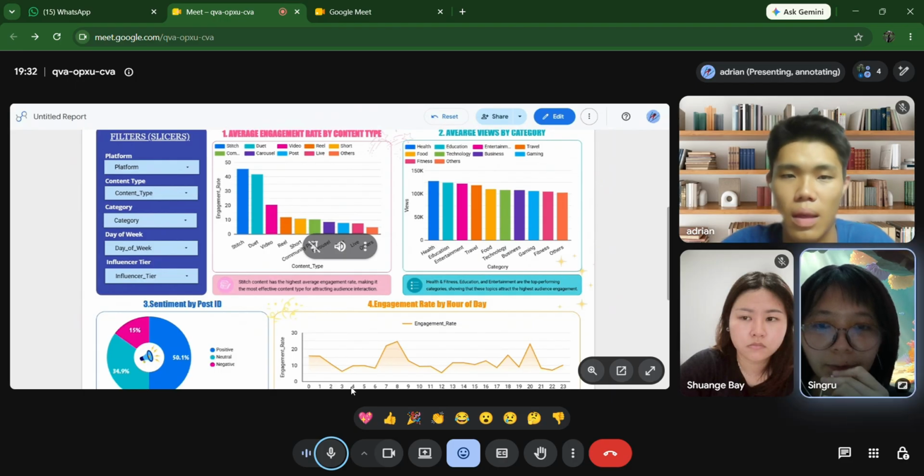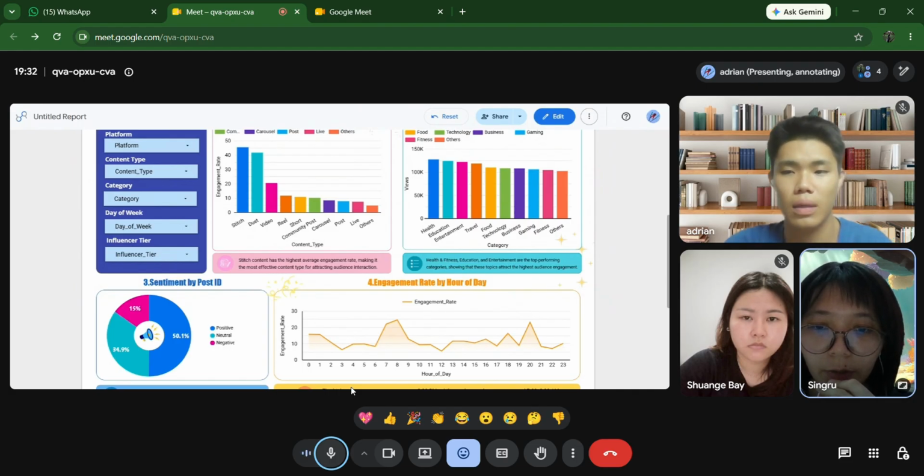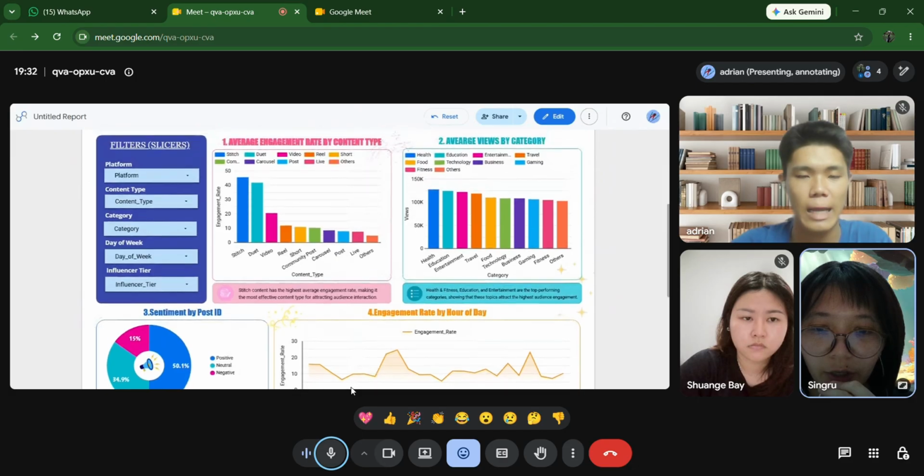Okay, so the first chart is average engagement rate by content type. This chart helps us to compare which type of TikTok content receives the highest audience interaction. Engagement rate is important because it shows how much the audience interacts with the post through likes, comments, and shares.